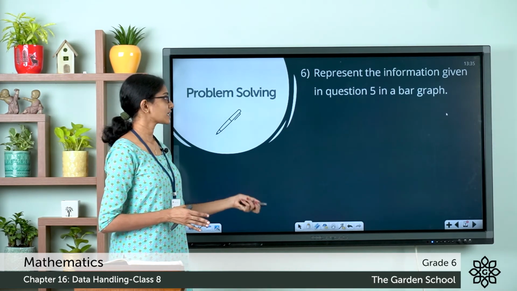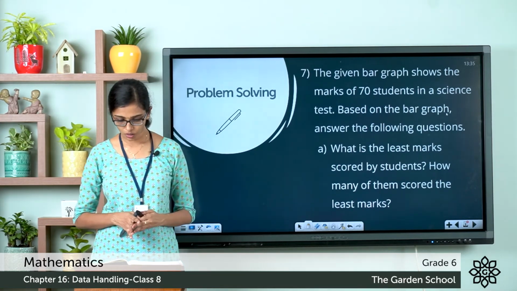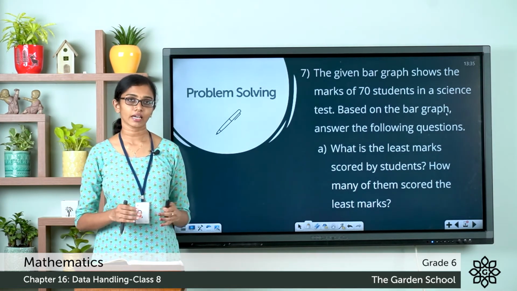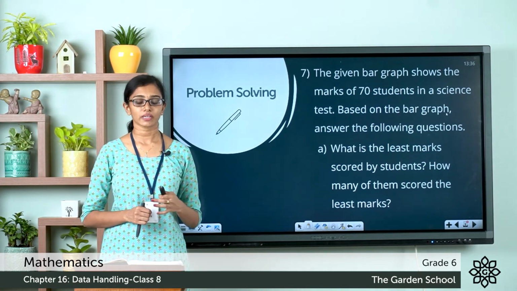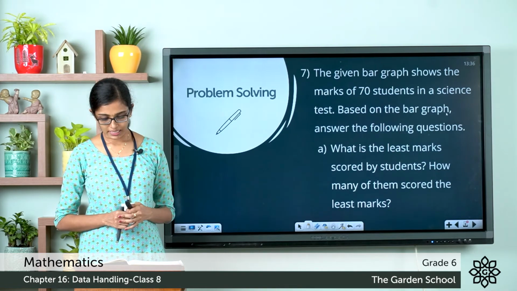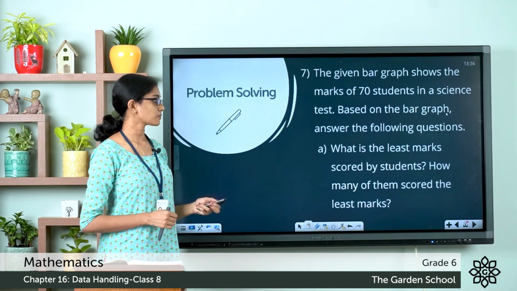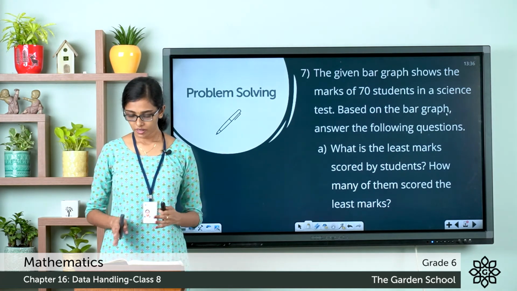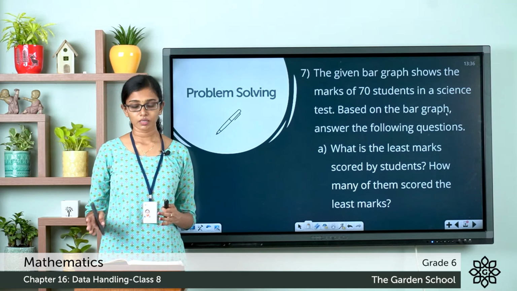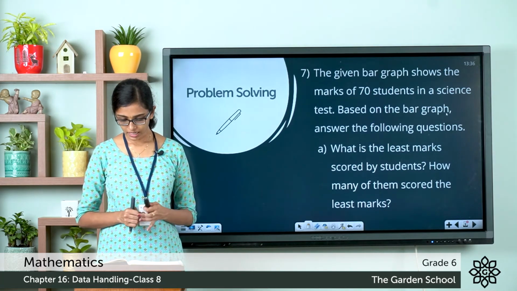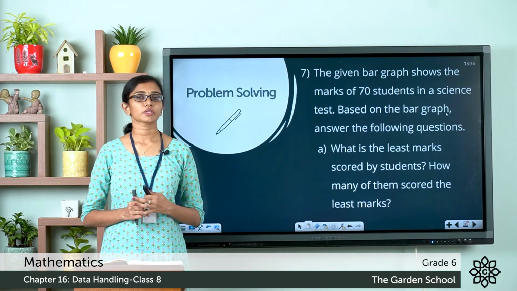Let's discuss the 7th question. It says, the given bar graph shows the marks of 70 students in a science test. Based on the bar graph, answer the following questions. What is the least marks scored by students? How many of them scored the least marks? Have a look at the bar graph given to you in the exercise. On the x-axis, you can see the marks obtained is labeled, and the y-axis represents the number of students who scored that particular mark.